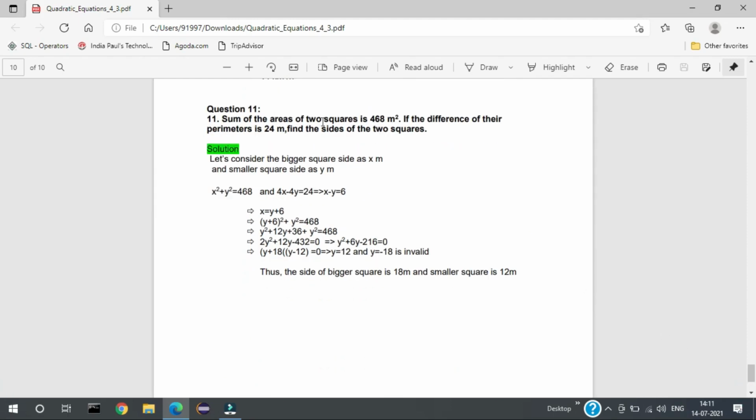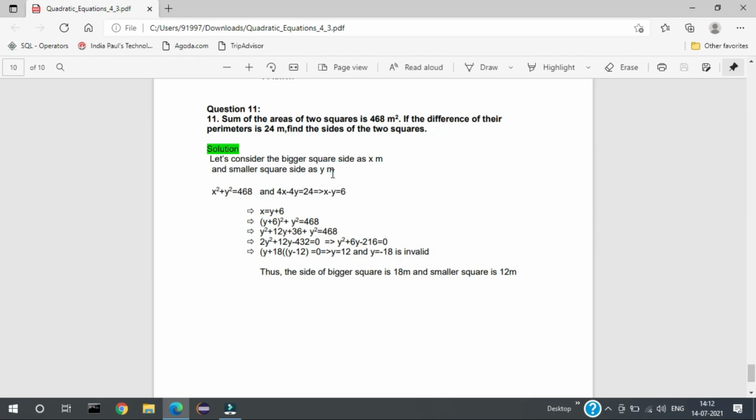The sum of the areas of two squares is 468 meter square. If the difference of their perimeters is 24 meter, find the sides of the two squares. So first, what is given? Coming to the solution, consider the bigger square side as x meter and the smaller square side as y meter.